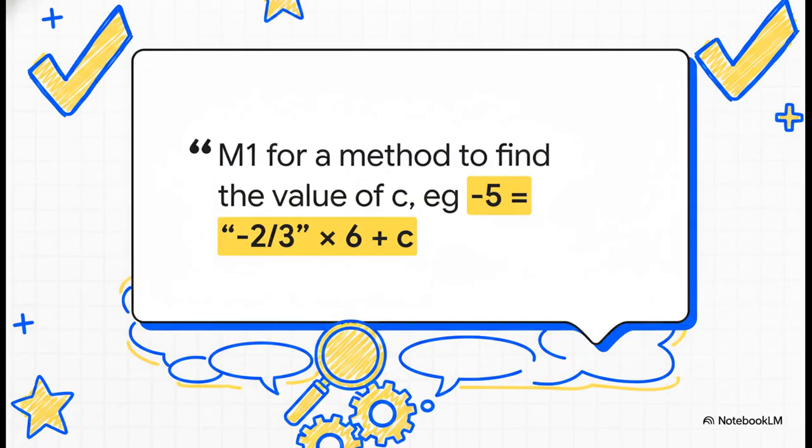And check this out, here's another key insight straight from the mark scheme. You get the second method mark, another M1, just for showing the correct substitution. Seriously. The second you write down that line, putting all the numbers in the right place, you have earned that mark. It doesn't even matter if you make a mistake solving for c later.